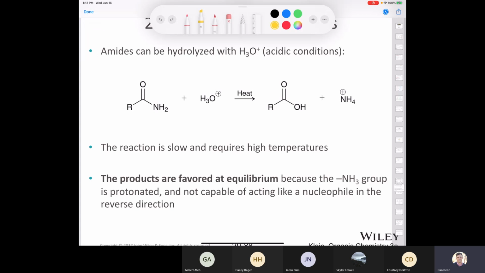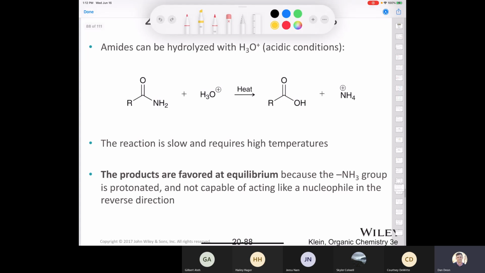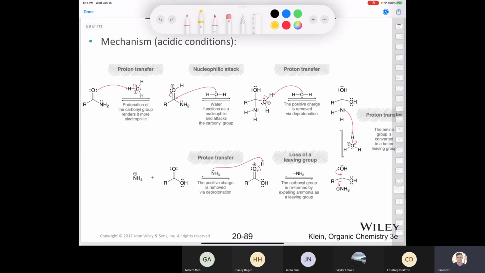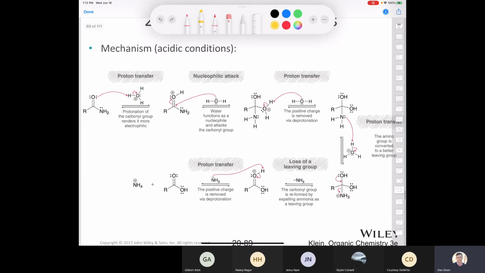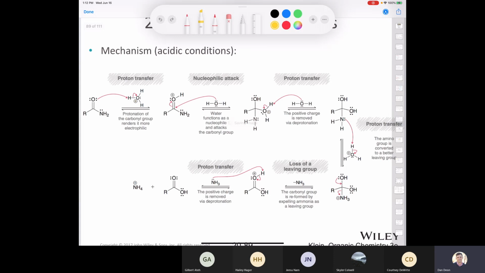Well, let's take a look at this mechanism. There is a mechanism in our textbook. I'm not going to ask you about it necessarily, but I do want you to understand what is going on in this mechanism. So let's take a look and see if we can understand every step. The first one is that we're starting out with our amide. Remember, we're in aqueous acid and we're heating it up.